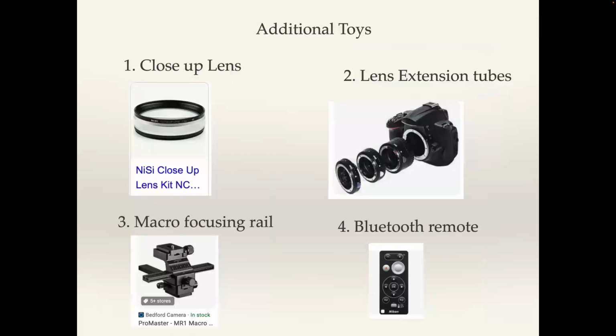Then we have some additional toys, gadgets that can be used. We have a close-up lens. We have extension tubes that go in between the camera and the lens. We have a focusing rail, and we have a Bluetooth remote.